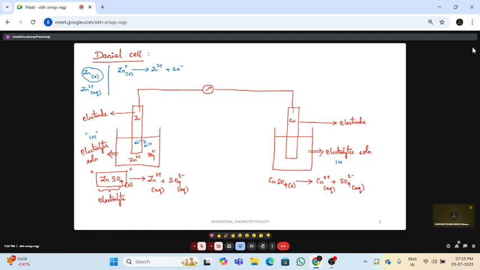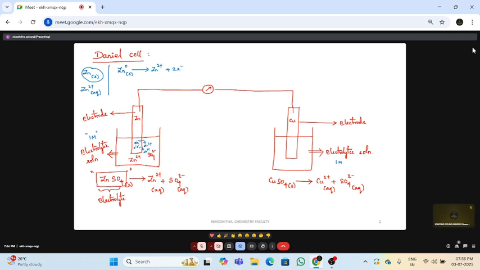Not only one zinc, there are a lot of zinc atoms on the rod, right? So each zinc atom will lose its electron, and the electrons will get accumulated on the rod, and the zinc which is getting converted into Zn2+ will get dissolved inside the solution. So at one point of time, what will happen to the rod? What is the charge of electron basically? Is it positive or negative? Negatively charged species, right?